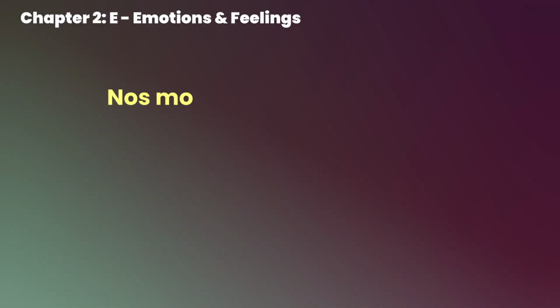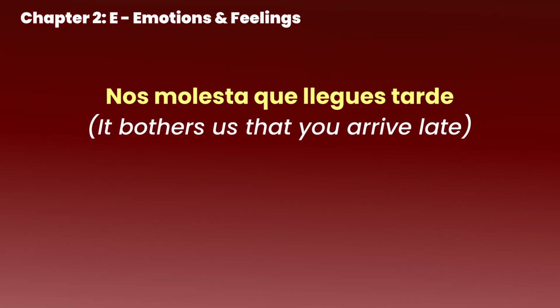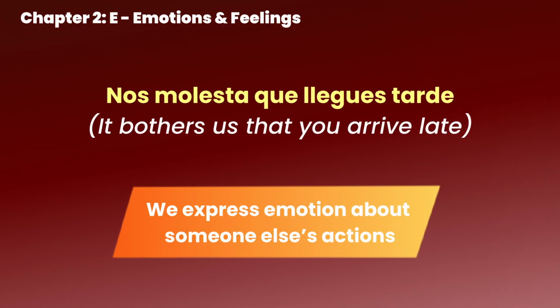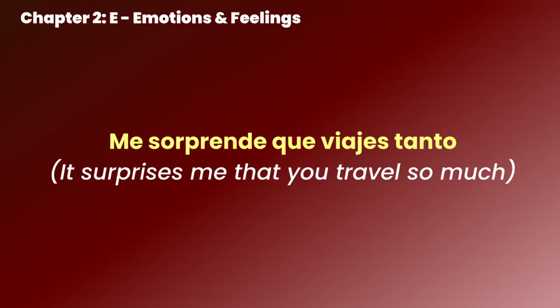Now let's proceed. The next emotion verb is molestar. Nos molesta que llegues tarde. Same idea, we express emotion about someone else's actions. Next verb is sorprender. Me sorprende que viajes tanto. Nothing crazy, right? Let's do another test.